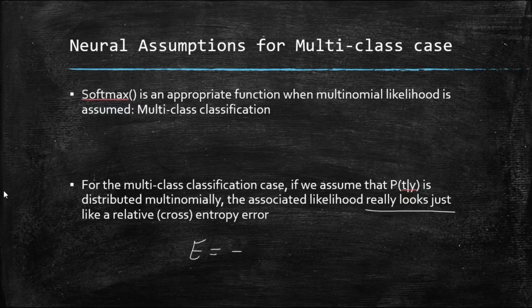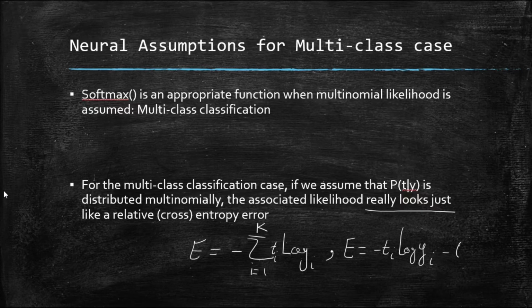The error, again, is my sigma over here, minus the log, and we have the ground truth here, and y sub i here, and i goes from 1 to k. So this has a name. And if you remember, in the binary classification case, we had the binary cross-entropy error function, right? So it's very interesting. We had t sub i log of y sub i, and then 1 minus t sub i times the log of 1 minus y sub i.